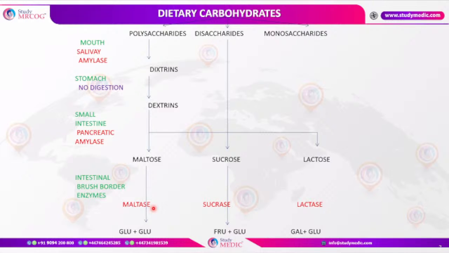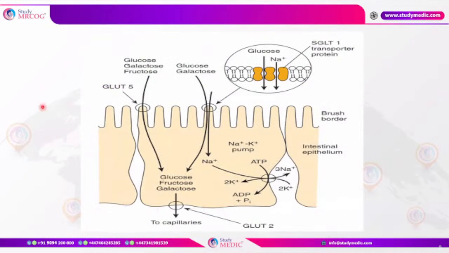Sucrose: at the intestinal brush border, the sucrase enzyme is present, which will break it down and give the two monosaccharide subunits, that is glucose and fructose. The lactose digesting enzyme is lactase, and lactose is made up of galactose and glucose. So now all these monosaccharides will be absorbed at the intestinal brush border.